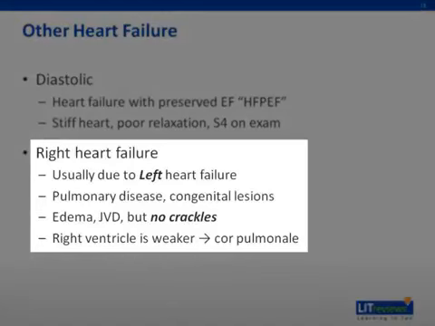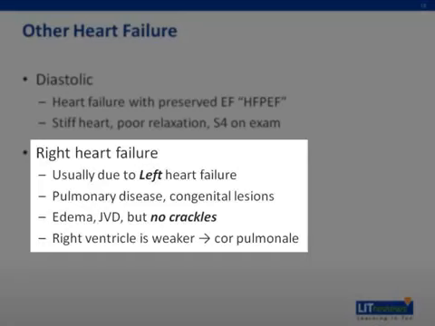Right heart failure can be due to many causes, but the most frequent cause is actually left heart failure. Chronic left heart failure causes chronic elevation in pulmonary pressures, which causes the right heart to work harder against higher pressures. Pulmonary diseases such as COPD or pulmonary hypertension can also lead to right heart failure. Uncorrected congenital lesions with left to right shunts will also eventually cause the right heart to fail.